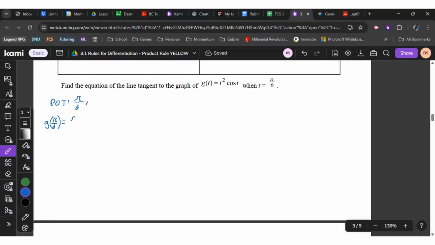g of pi over 6 is going to be pi over 6 squared times cosine of pi over 6. What's pi over 6 squared? Yeah, pi squared over 36. What's cosine of pi over 6? Use the unit circle. Good, root 3 over 2. Then I can combine those, and I'm going to get kind of an ugly number: root 3 pi squared over 72. It's ugly, but it's just a number. Don't judge it for being ugly, and you don't judge me for it.